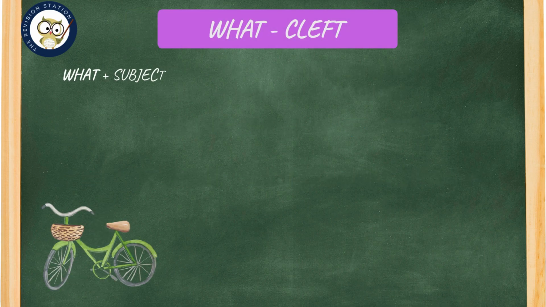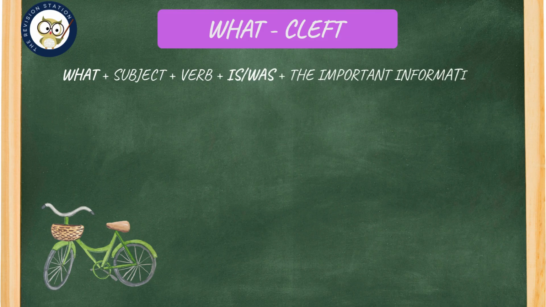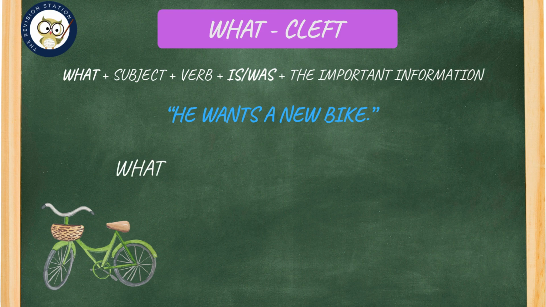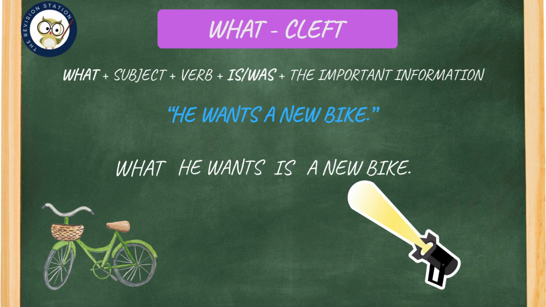Next we have the what-cleft. Here, the emphasis is a little bit different because the most important part goes at the end. Let's have a look at our sentence. He wants a new bike. First, we need to add what he wants, and then we need is or was. And at the end is the most important part. What he wants is a new bike.